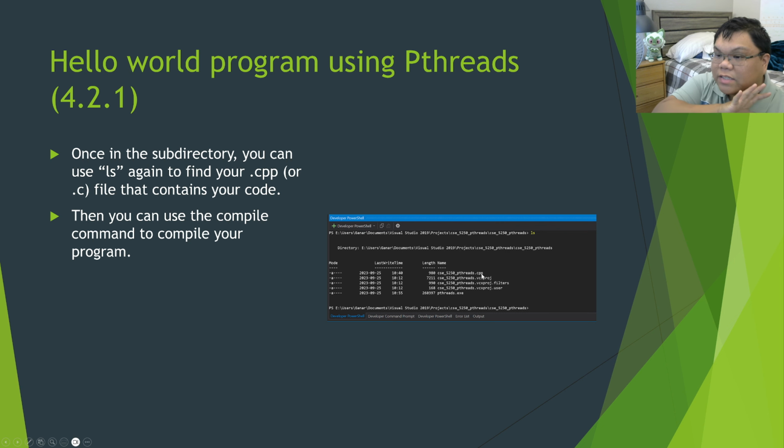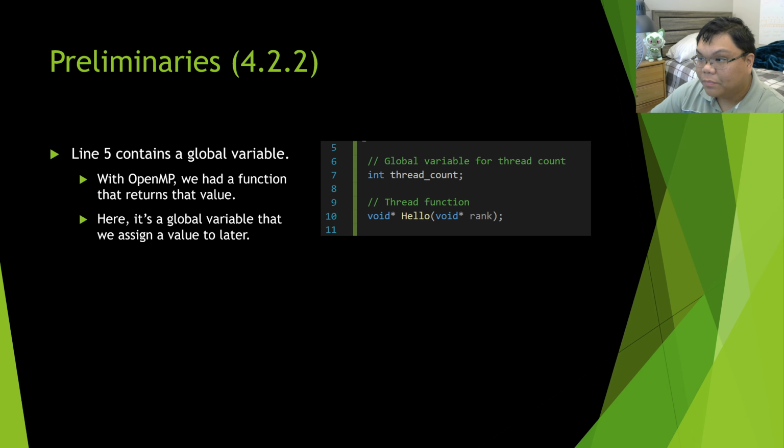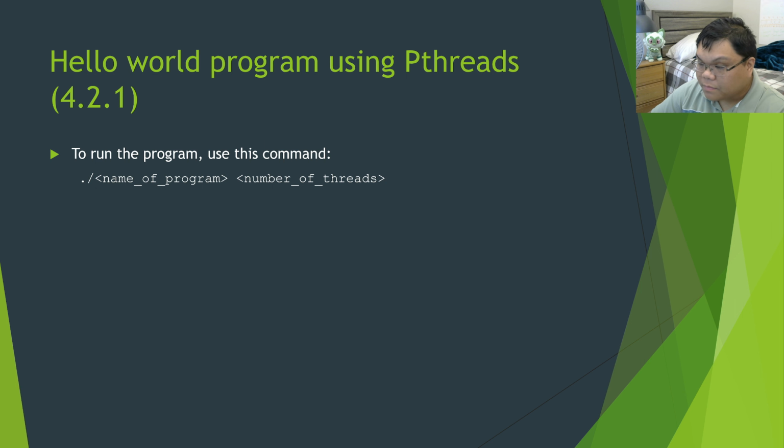This is specific to Windows and PowerShell. Visual Studio, Windows, PowerShell combo. And then we can use our command that we had here to compile our program. And then we can run the program doing ./name of the program and then number of threads.